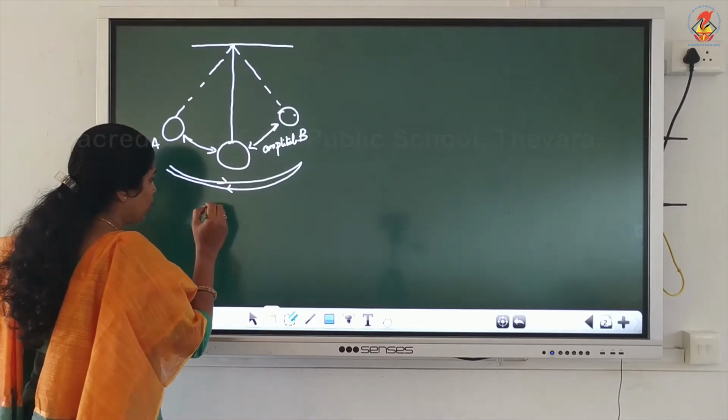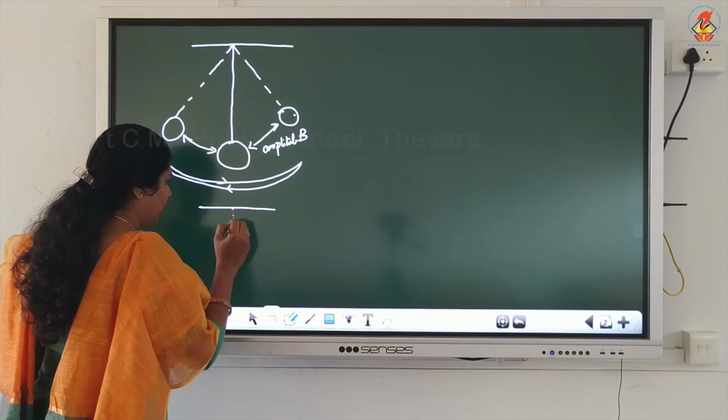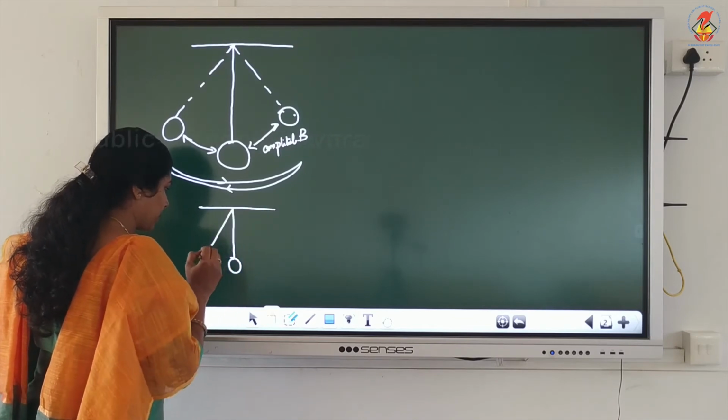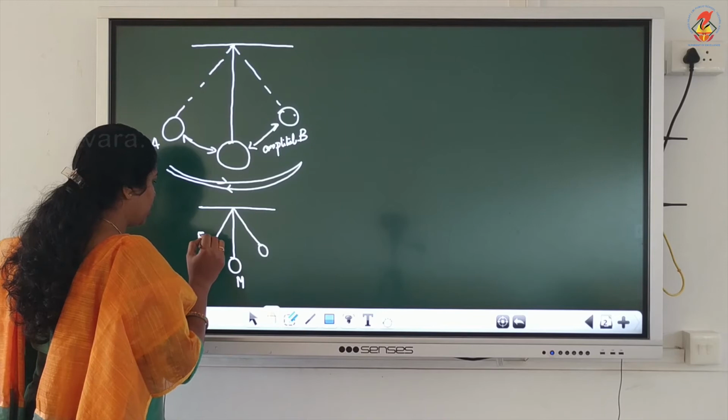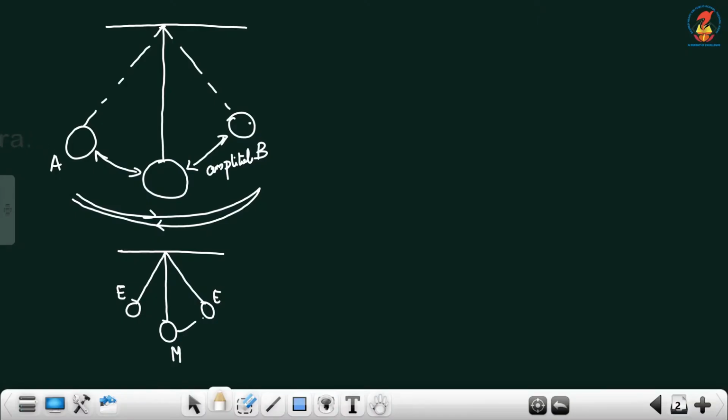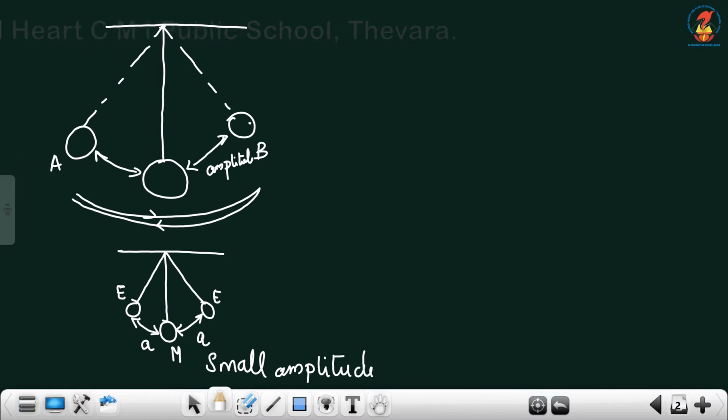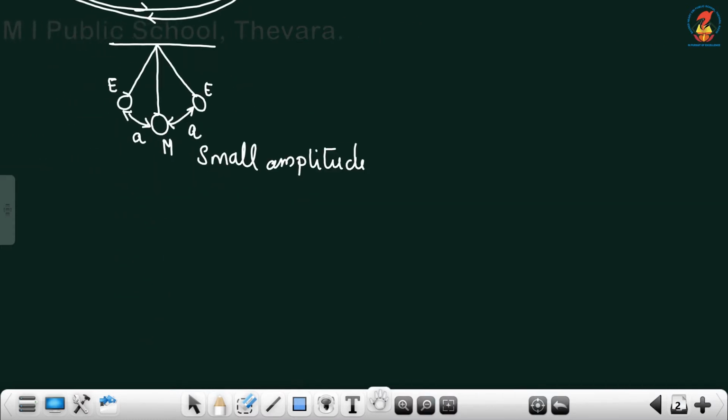Here I will draw two diagrams. This is the mean position. This is one extreme position, and this is the other extreme position. This distance is represented by the amplitude. Here it is a small amplitude.